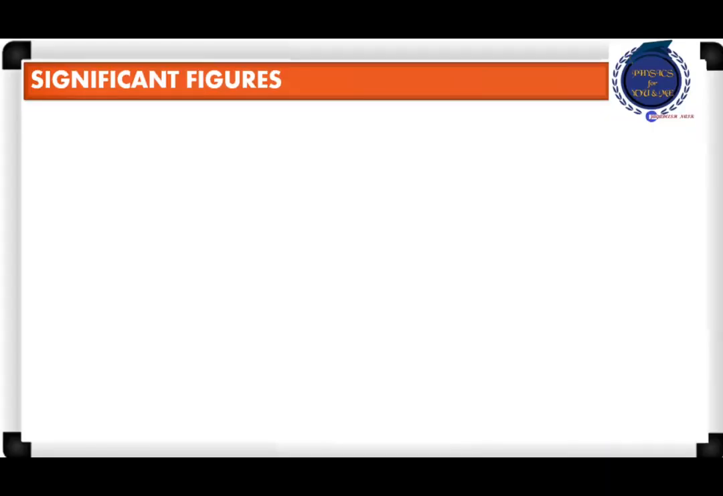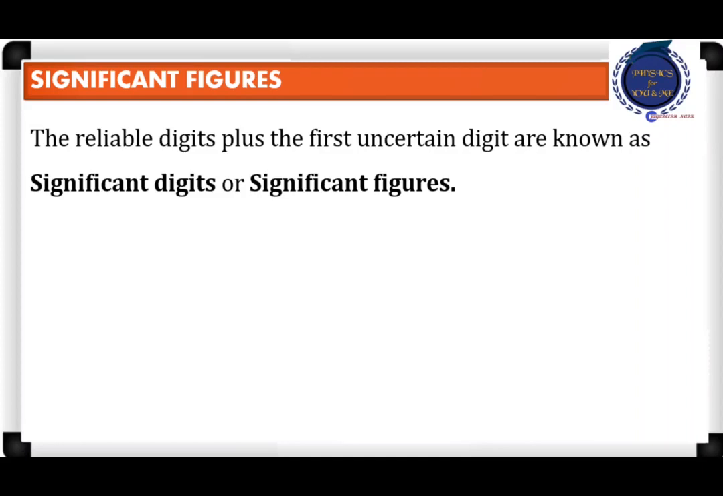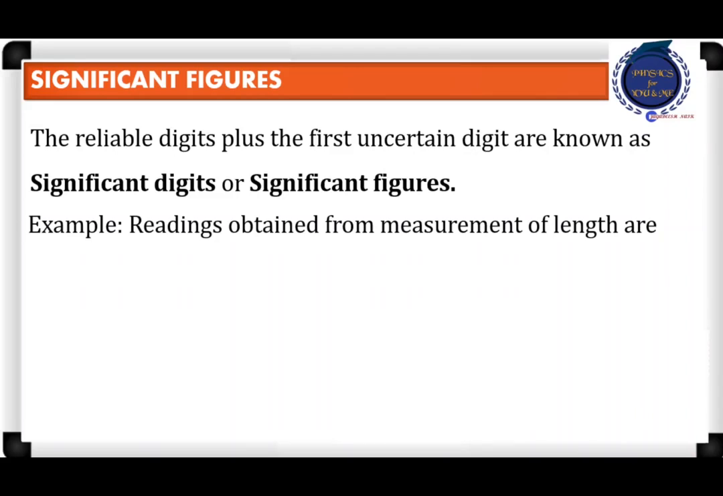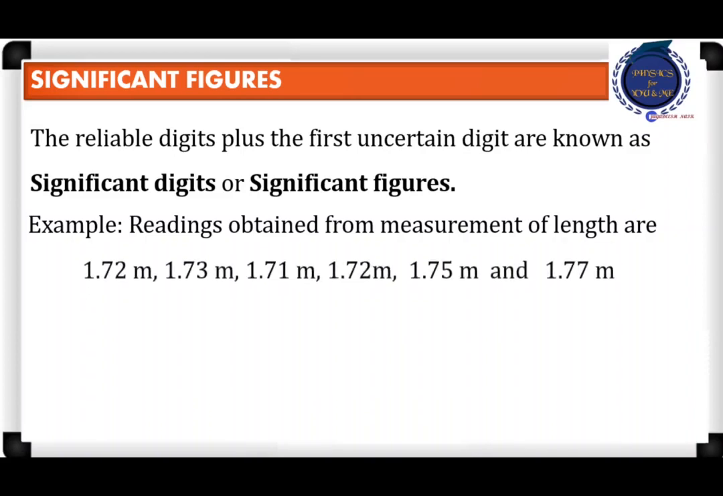What is a significant figure? The reliable digits plus the first uncertain digit are known as significant digits or significant figures. We will look at that with the help of examples. Consider readings obtained from measurement of length, given by 1.72 meter, 1.73 meter, 1.71 meter, like that. So there will be various readings obtained, which will have 3 digits in each reading.